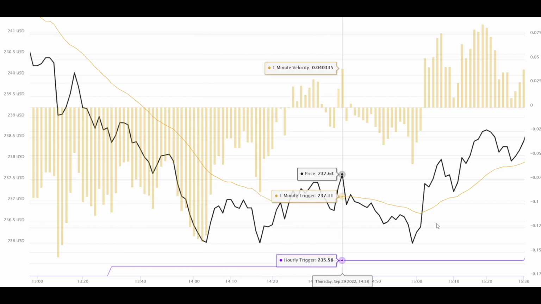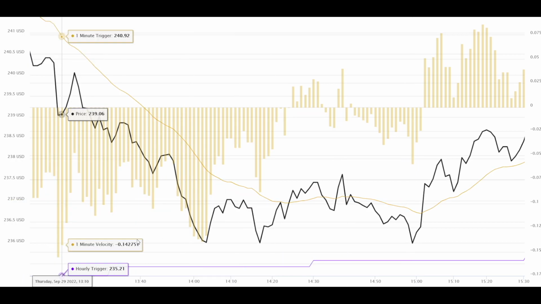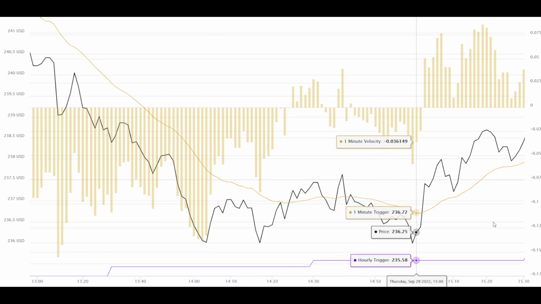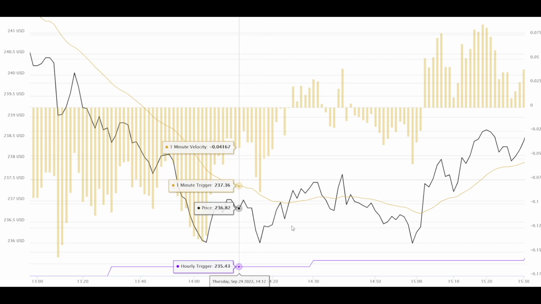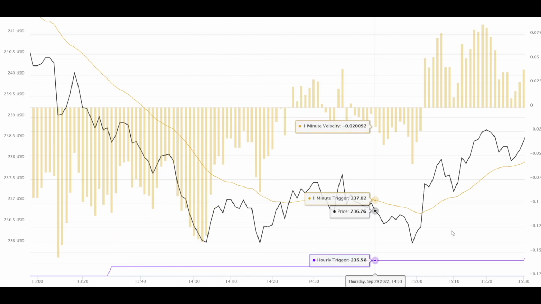And then you could see over here where we make this new low, 235.99, the 1 minute velocity is 0.05. So this tells you that from this time period right here, when price is at 239 and the negative velocity was negative 1.5, all the way to this time period, buyers have been stepping in big time. And when buyers are stepping in big time near the hourly trigger, that's your signal to go long.